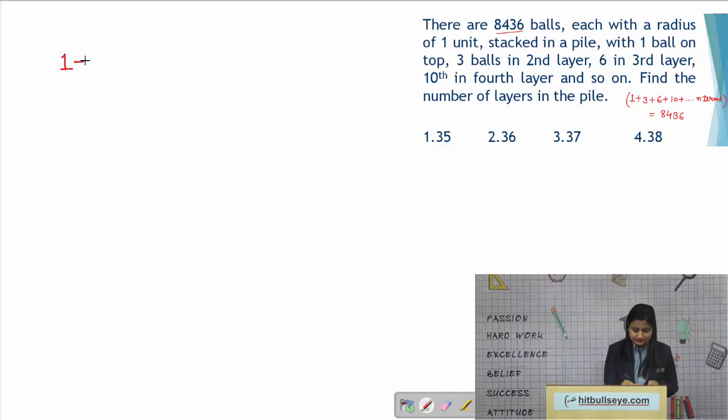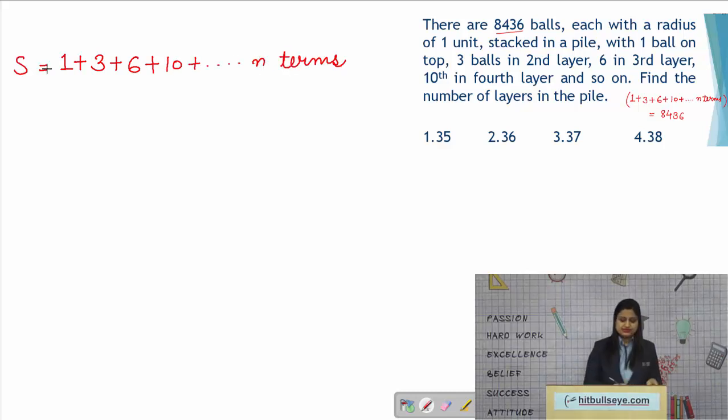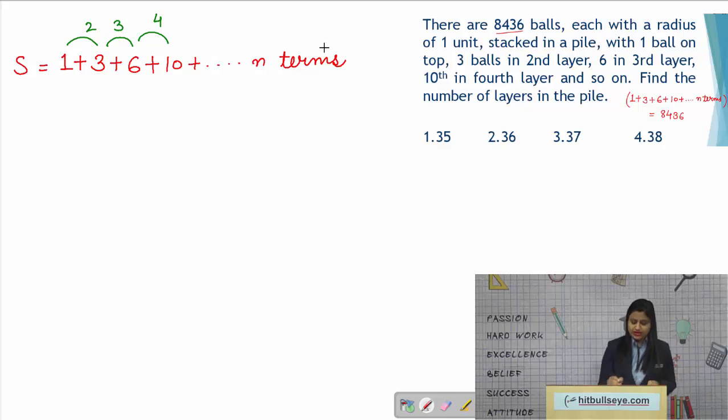It says 1, 3, 6, 10, and so on up to n terms. This is not a direct AP, GP or AGP series, but we can observe that the difference here is 2, 3, 4 and so on. How can we solve these kinds of series? We will try to write the nth term of these kinds of series. As we can see, T1 is 1 here, I mean the first term. T2 is 3 here, that is 1 plus 2.